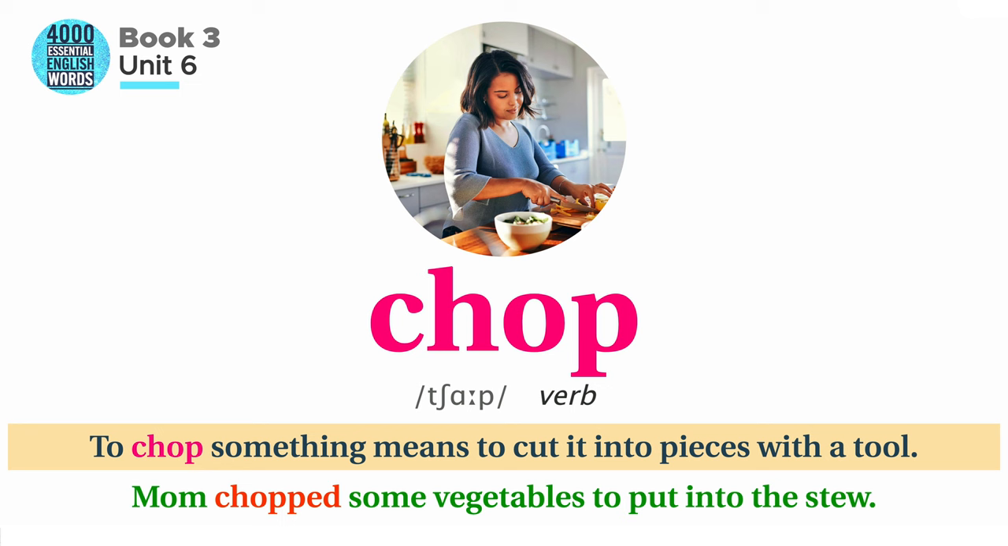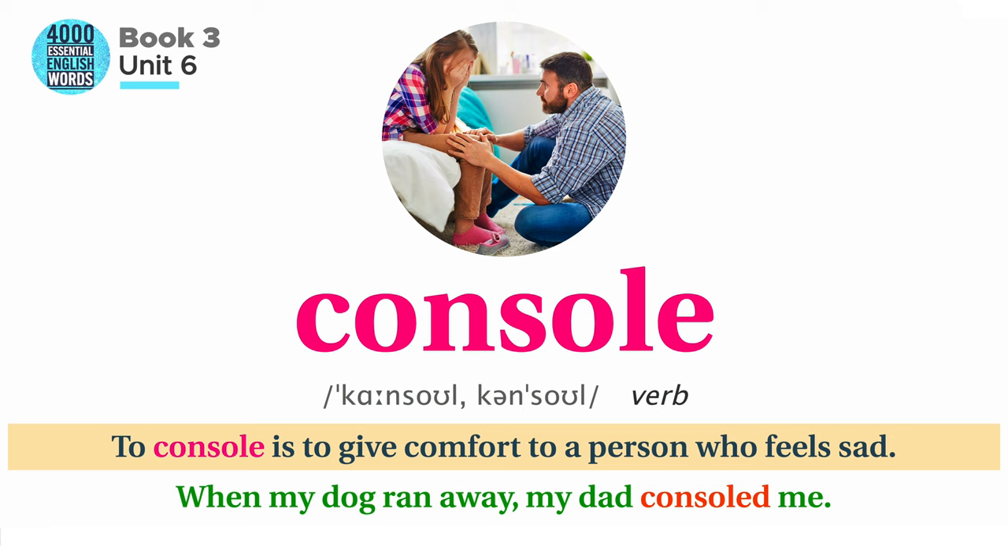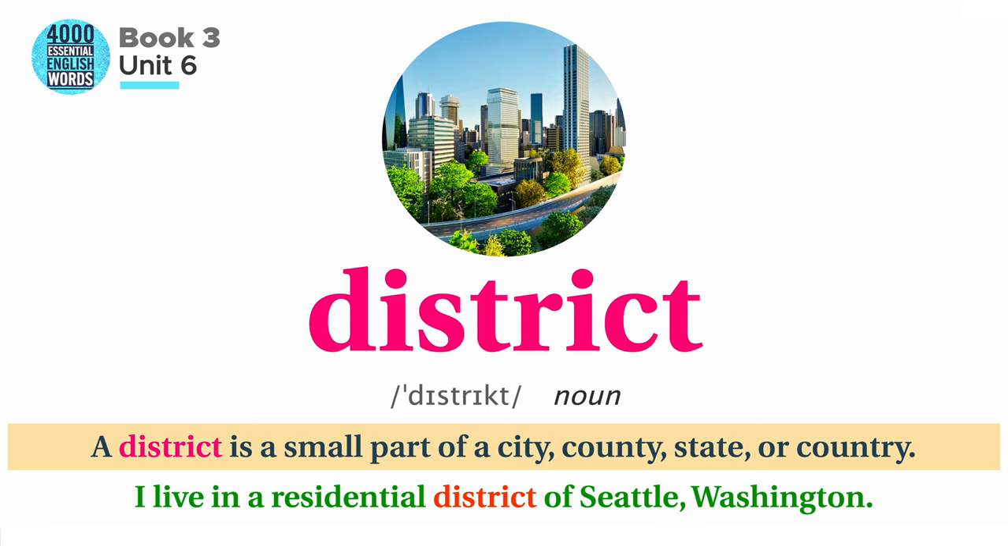Closet. A closet is a small room used to store things. Marie has many clothes inside of her closet. Console. To console is to give comfort to a person who feels sad. When my dog ran away, my dad consoled me. District. A district is a small part of a city, county, state, or country. I live in a residential district of Seattle, Washington.